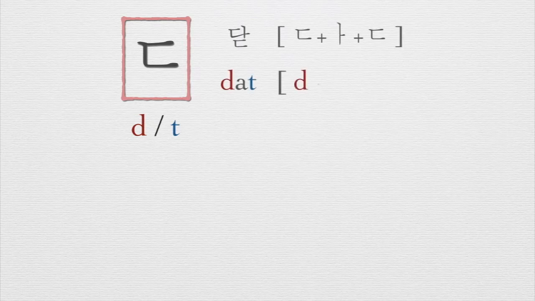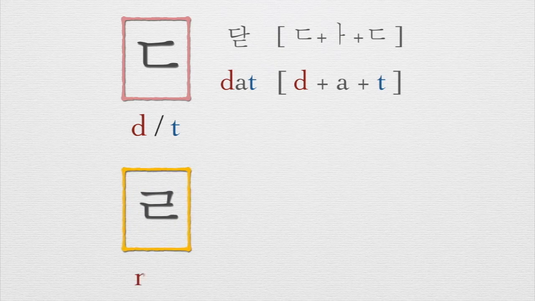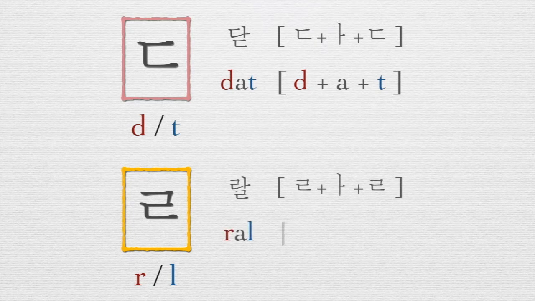디귿 has two romanized letters, D and T, and it makes 닷, D-A-T. 리을 has two romanized letters, R and L, and it makes 랄, R-A-L.